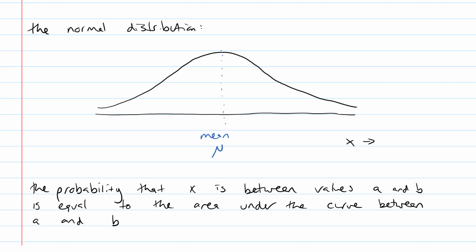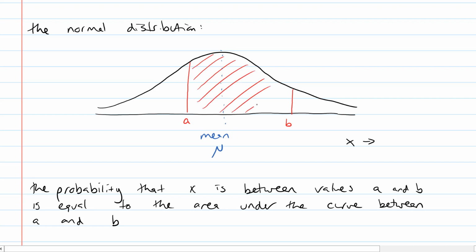x. And what we said last time, or in our last video, was that the probability that x is between values a and b is equal to the area under the curve between a and b. So a and b can be anywhere. Let's suppose that a is down here a little bit below the mean, and b is on the high side, and we were to calculate this shaded area here, then that shaded area is equal to the probability of x being between a and b.